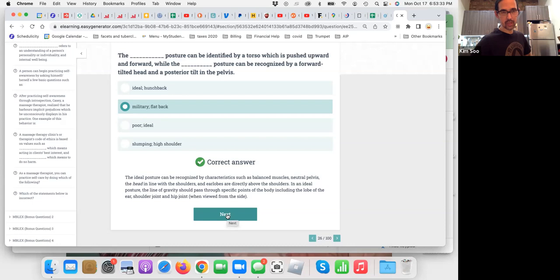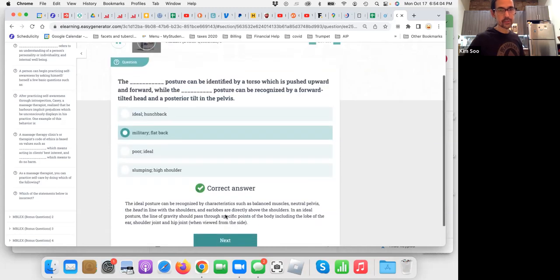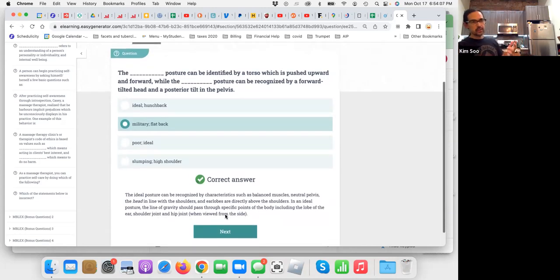Now, it doesn't explain to us why a forward tilt in the head and a posterior tilt in the pelvis gives you a flat back. With stuff like this, just remember, try to commit this concept of flat back being forward tilted head and posterior tilt in the pelvis to memory, because if you see it again and it's really tricky, non-intuitive, you want to be prepared. There are a few things on the MBLEx questions which are idiosyncratic, unique to the MBLEx.